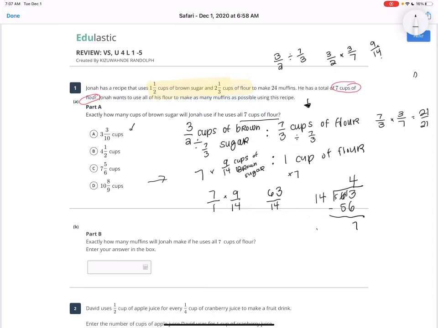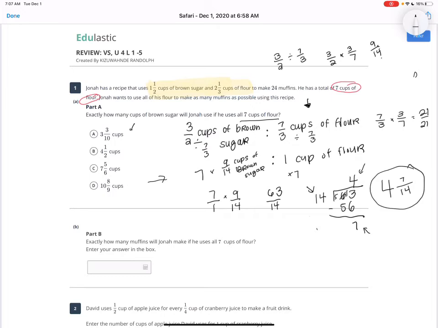What I want to do is turn it back into a mixed fraction. So remember, your answer right here would be the whole number. Your remainder will be the numerator, and the number that you use to divide everything by will be the denominator. Now I have 4 and 7/14.